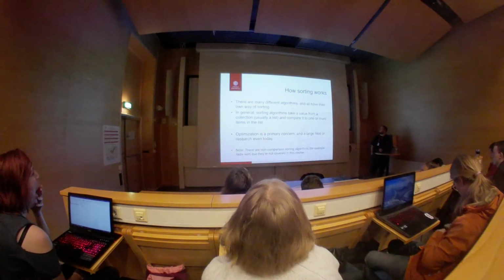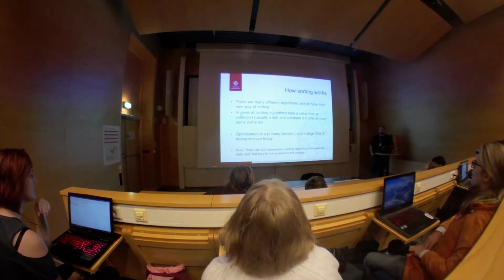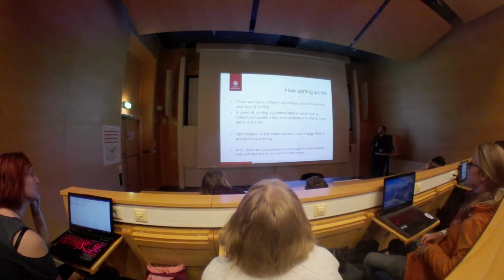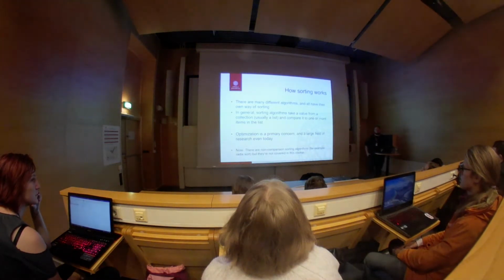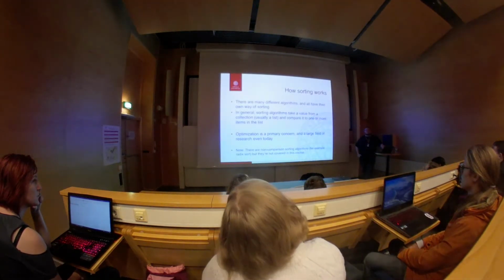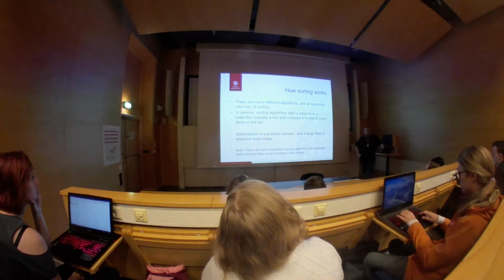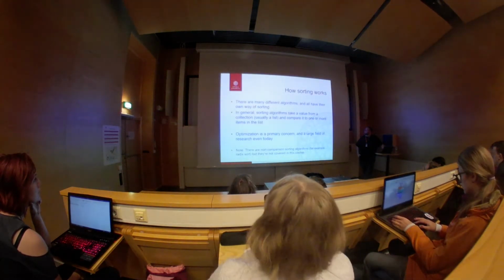There are many ways to skin this particular cat, and all of them have their own way. We'll see 3 ways today, and we'll practice 2 ways. But generally, we take a value from a list and compare it to 1 or more items in the same list and just put it where it's supposed to be. And this will give us some level of order.